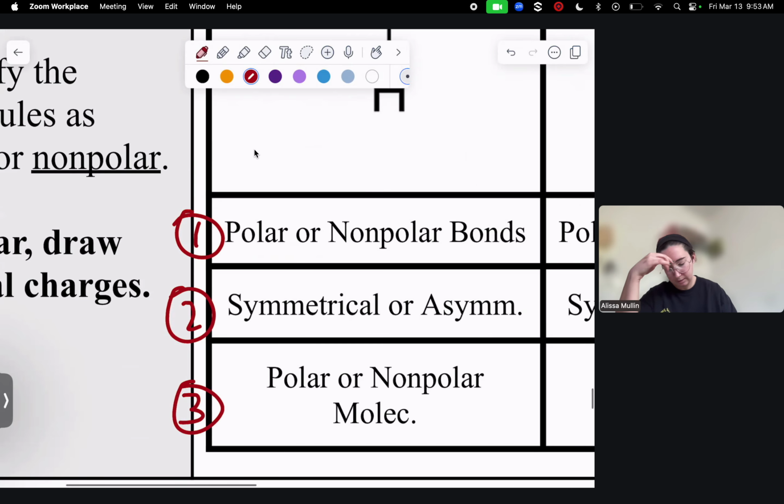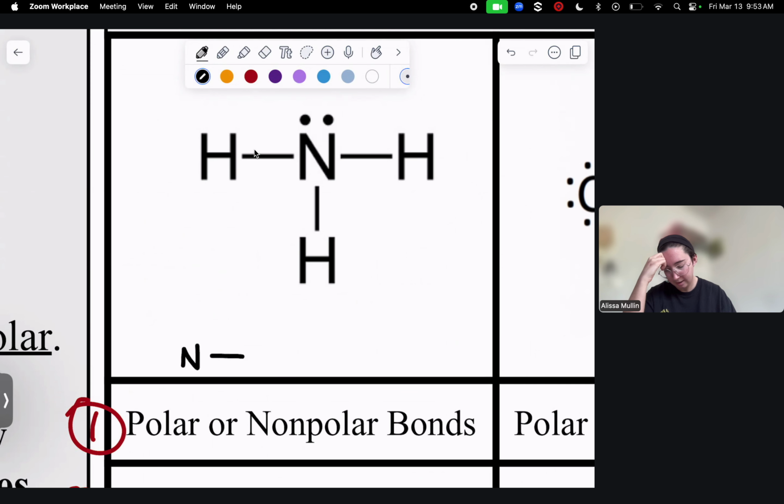Okay, so let's start. The first question is, does it have polar bonds or non-polar bonds? So that means I have to go and check these bonds. So my bond is, and you can write this wherever, you don't have to write this, but I just want to show you what I'm doing in my head. My bond is NH. And I wonder if that's polar or not.